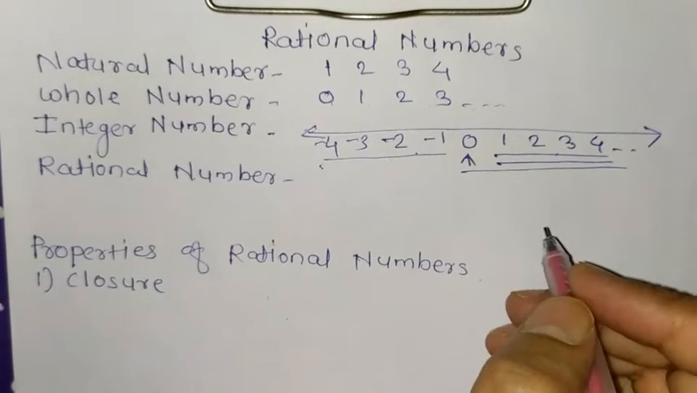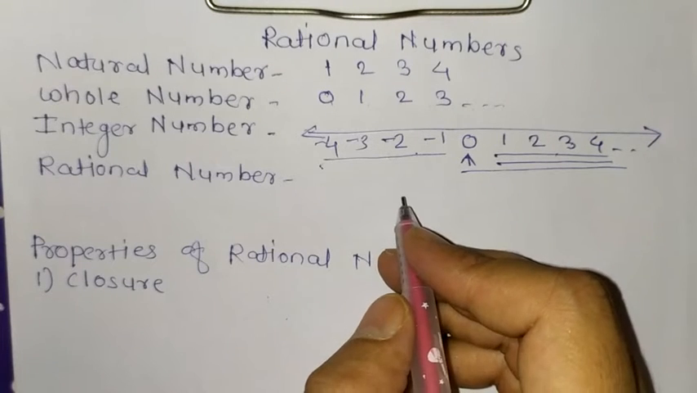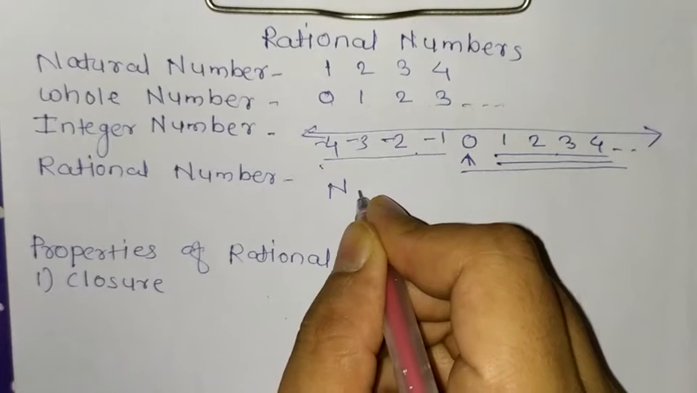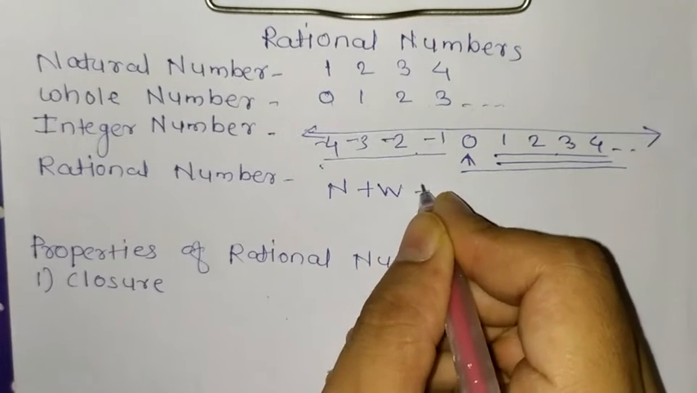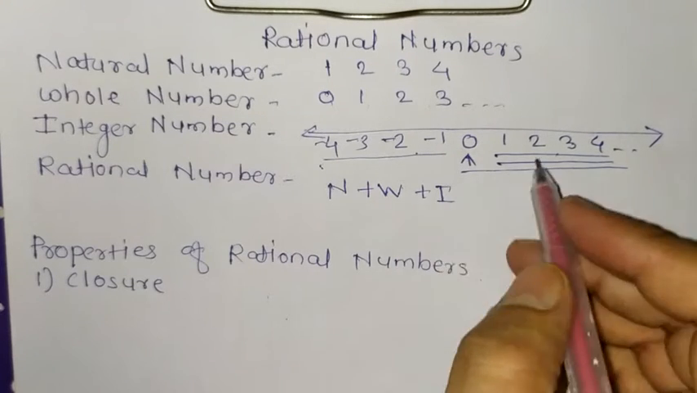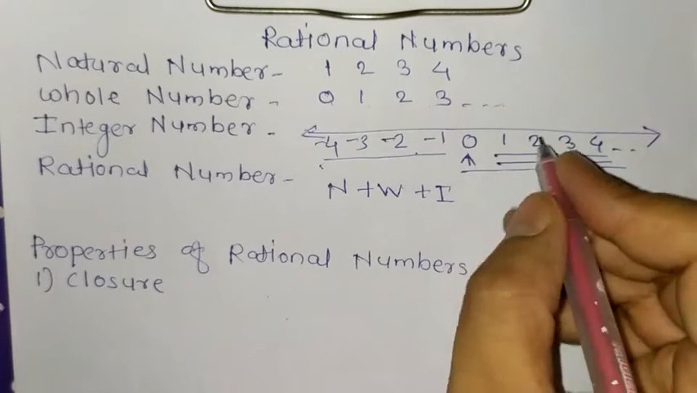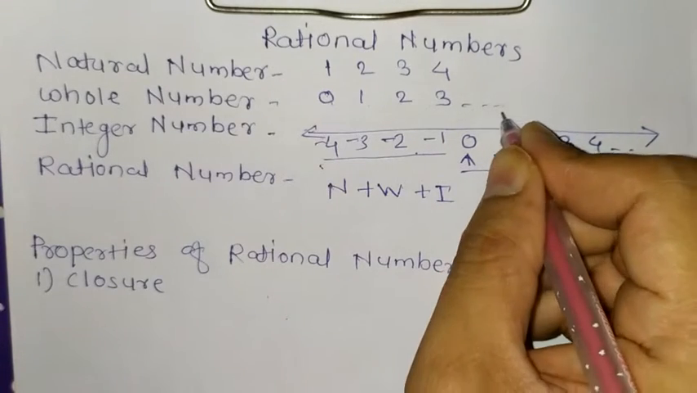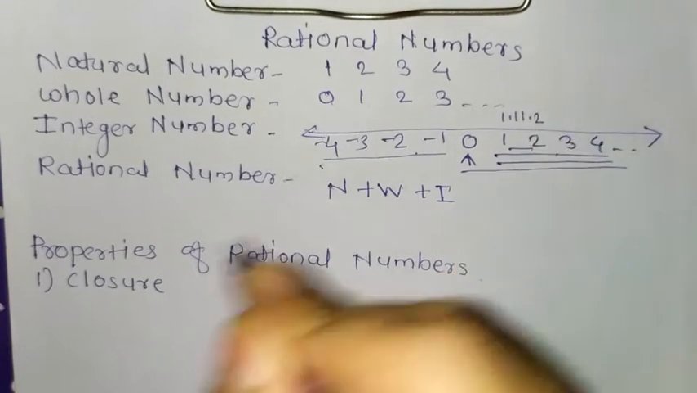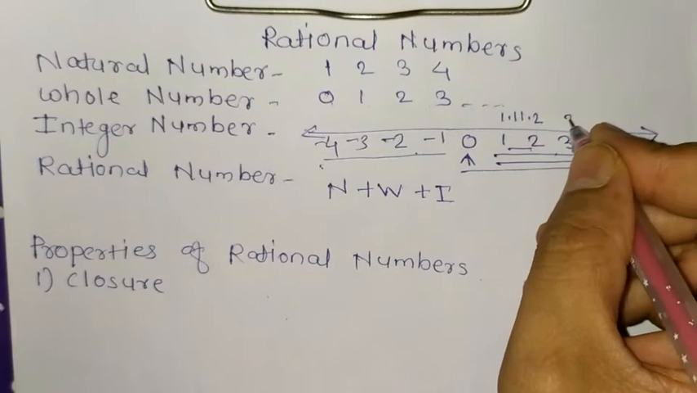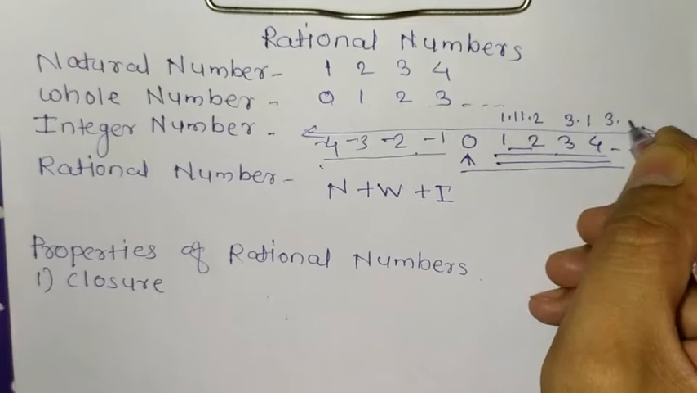Now we have rational numbers. The rational numbers consist of natural numbers, whole numbers and integers. So this is what? Rational numbers. Observe the number line: in between 1 and 2 many numbers are there. If you see logically, 1.1, 1.2 like that. If you consider 3 and 4, again many numbers are there, in the decimal point form.